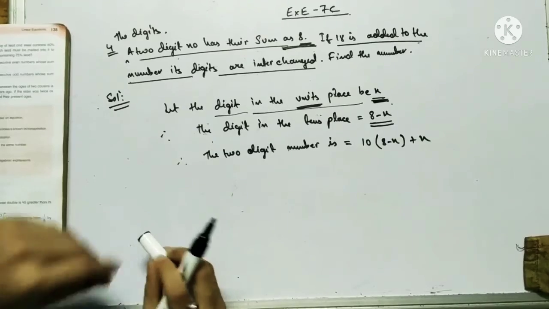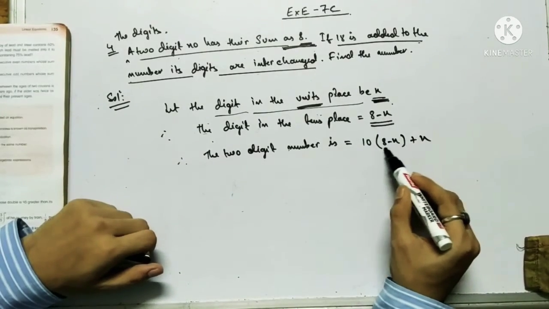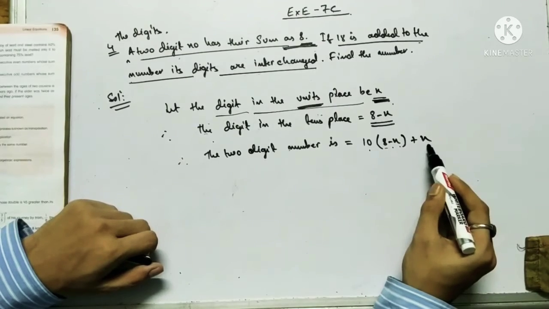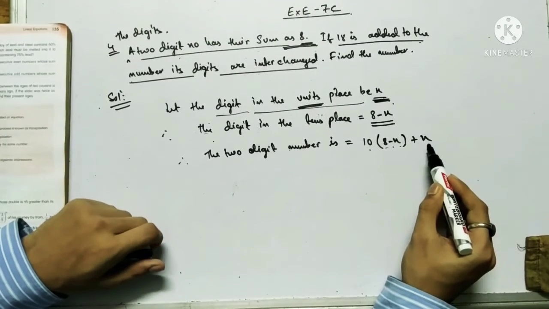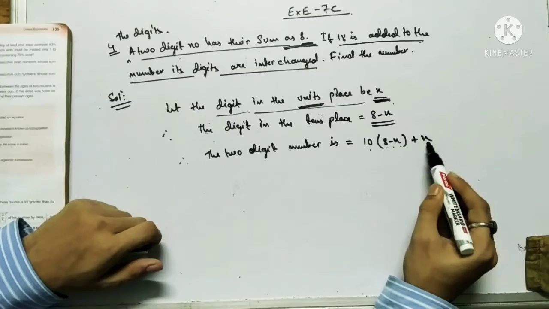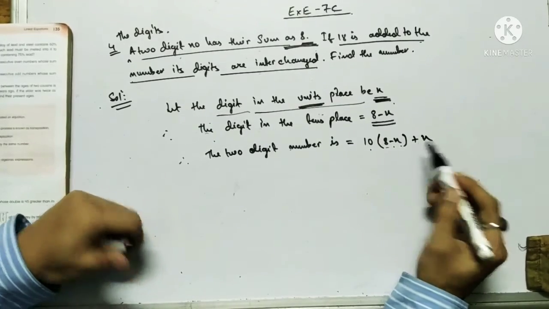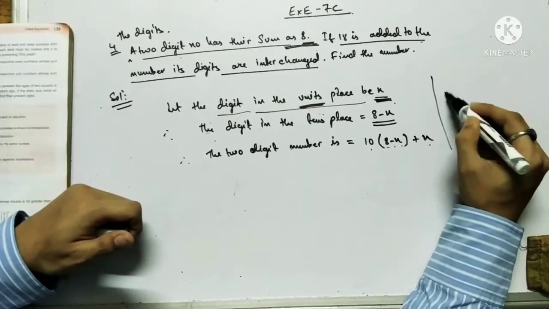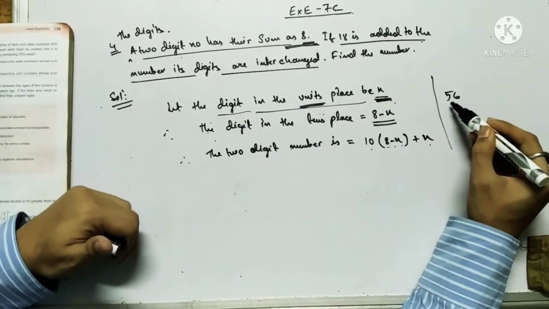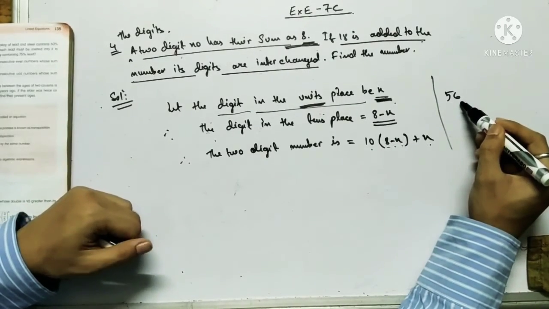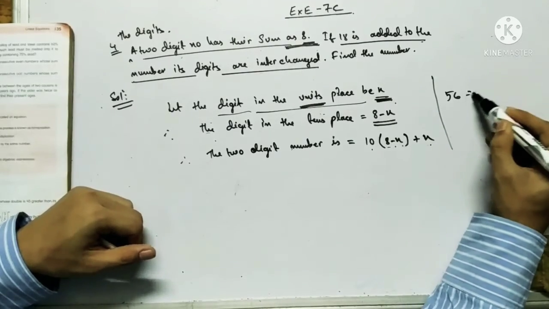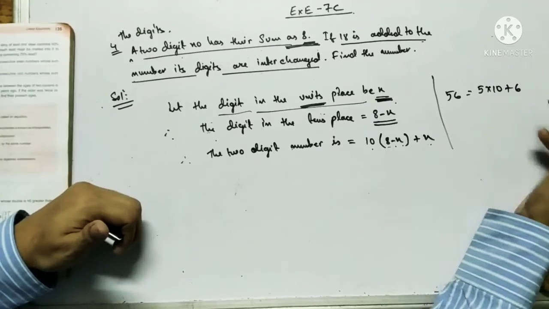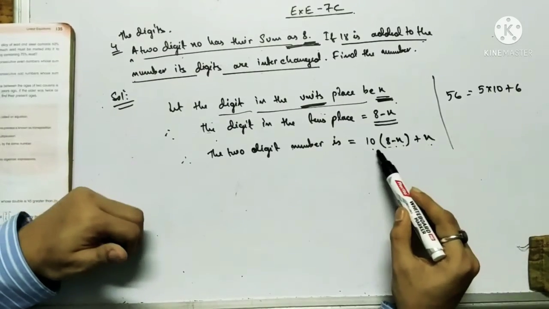Understand? The two-digit number will be 10 into (8 minus x), because 8 minus x is in the tens place, so I will multiply it with 10, and since x is in the units place, if I multiply it with 1, ultimately x will only remain. Yes or no? For example, 56 is a two-digit number, the digit in the tens place is 5 and the digit in the units place is 6. How can I write this? In expanded form, I write 5 into 10 plus 6. That is what I am doing here.